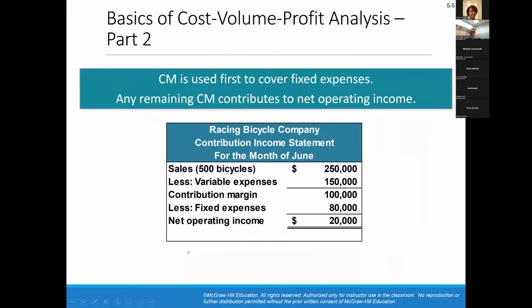All right, so the contribution margin, obviously we want to make sure that we're covering fixed expenses. Hopefully we have a little more. And if we have anything over the fixed expenses, that becomes our net operating income. We're going to be looking at how to find what my break-even point is in order to calculate how much do I need to sell in order to cover that fixed expense.